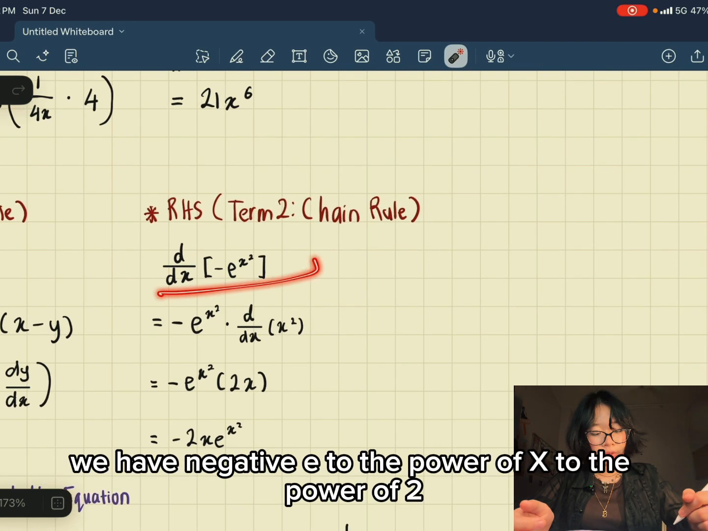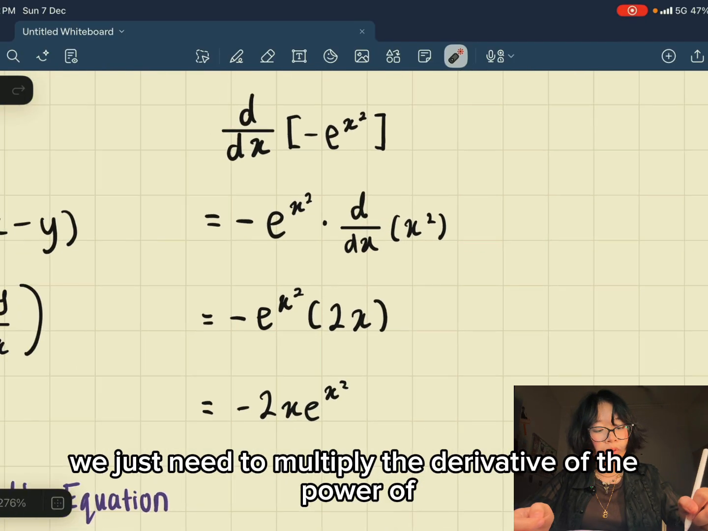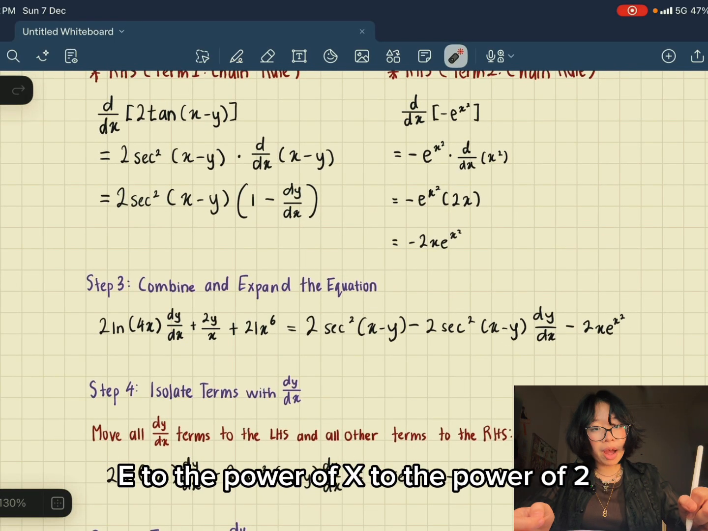Finally, the last part. We have negative e to the power of x to the power of 2. Again, we use the chain rule. The e stays the same. We just need to multiply by the derivative of the power, x to the power of 2, which is 2x. The result is negative 2x e to the power of x to the power of 2.